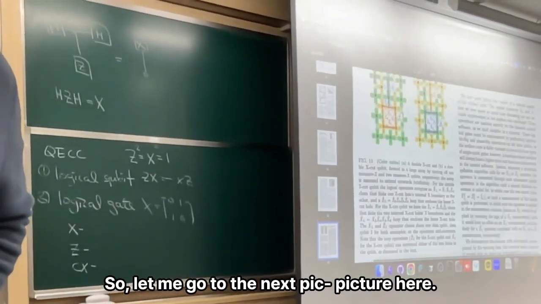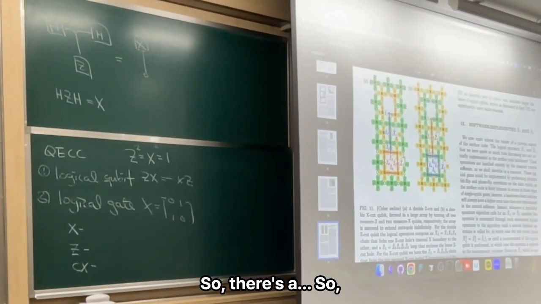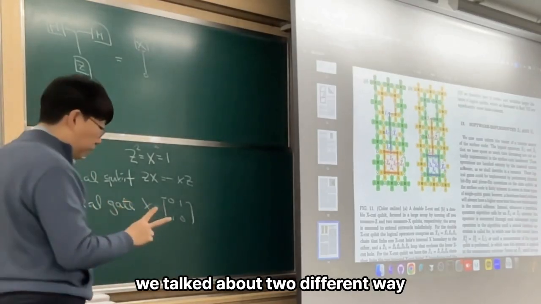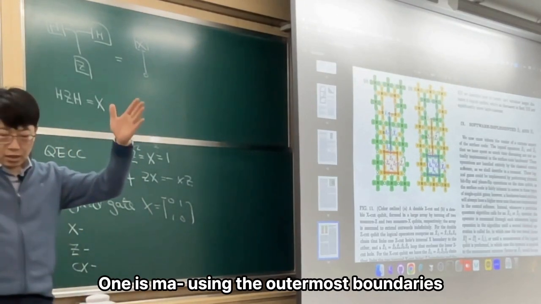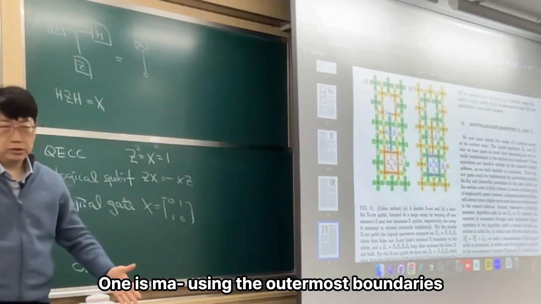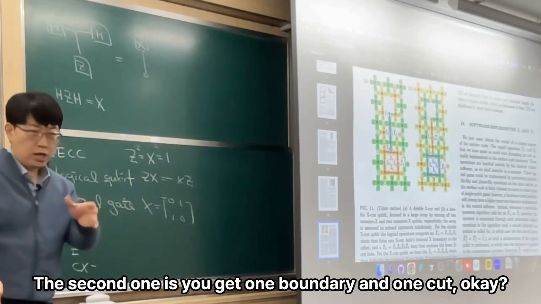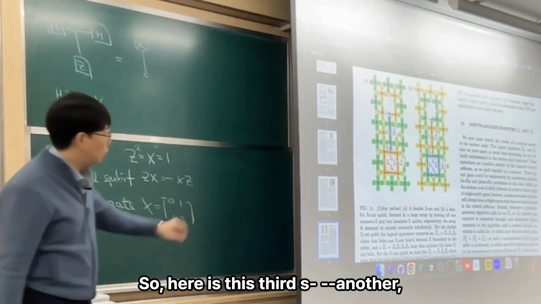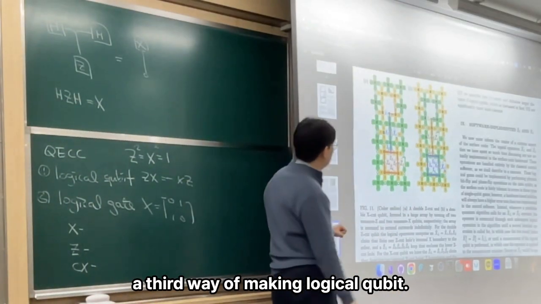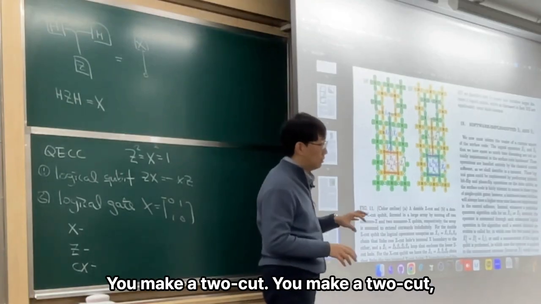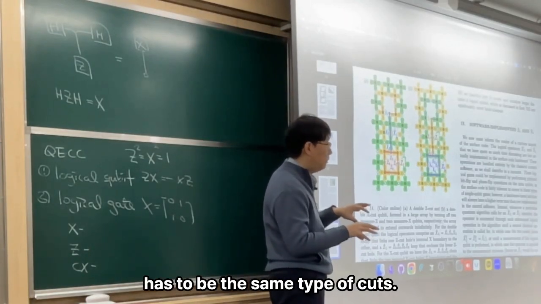Okay, so let me go to the next picture here. So we talked about two different ways of making a logical qubit. One is using the outermost boundaries to make a chain. The second one is you get one boundary and one cut. Okay, so here is a third way of making a logical qubit. You make a two-cut. And these two cuts have to be the same type of cuts.